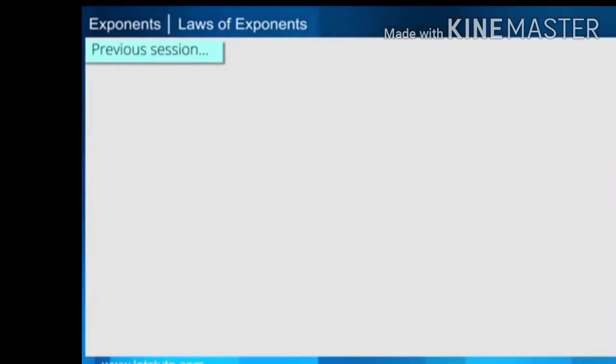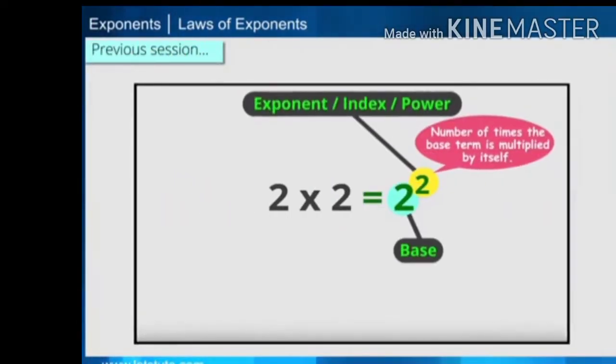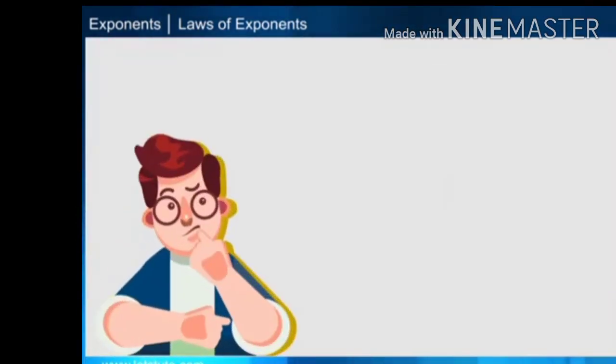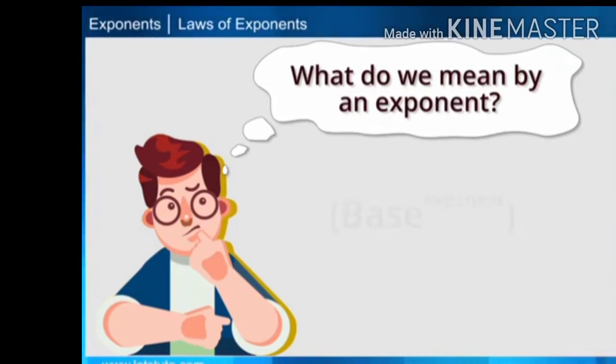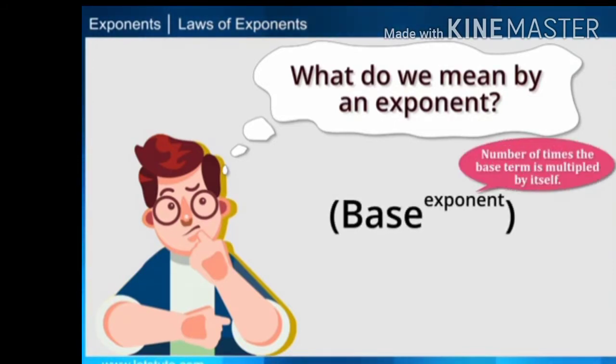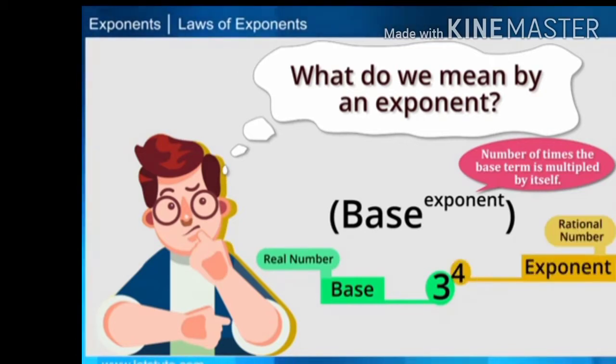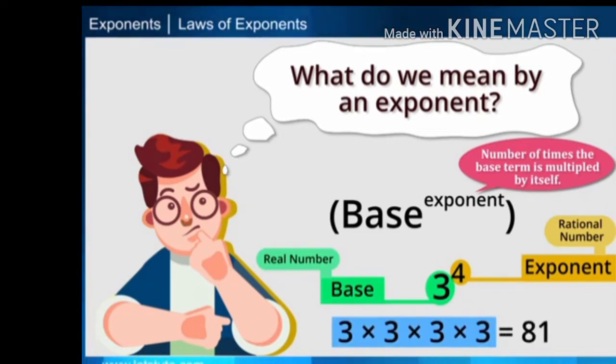Hello everyone. In our previous session, we have learned about exponents. So let's have a quick review of what we have learned. What do we mean by an exponent? Exponent is placed to the upper right corner of the base number and signifies how many times the base term is multiplied by itself. For example, 3 raised to the power 4. Here, 3 is base and 4 is an exponent. That means we have to multiply 3 for 4 times, which is equal to 81.